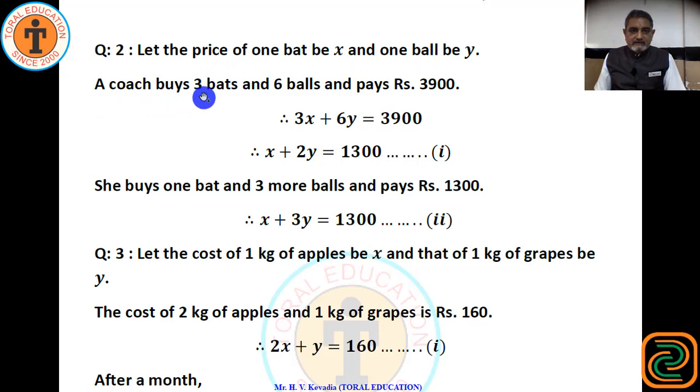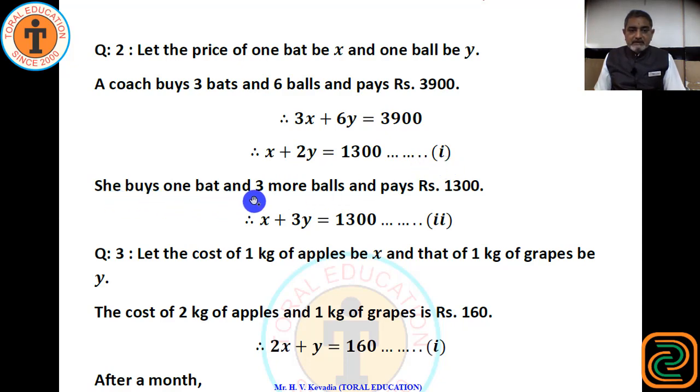A coach buys 3 bats. That means 3 bats price is 3x and 6 balls. That means 6 balls price is 6y. So 3x plus 6y equals 3900. So if we divide this equation by 3, we will get x plus 2y, right? 3 1s are 3, 3 2s are 6 and 13 3s are 39. x plus 2y equals 1300. This is equation number 1.